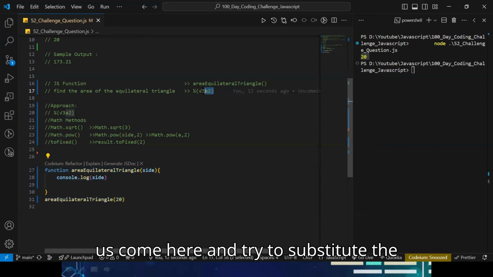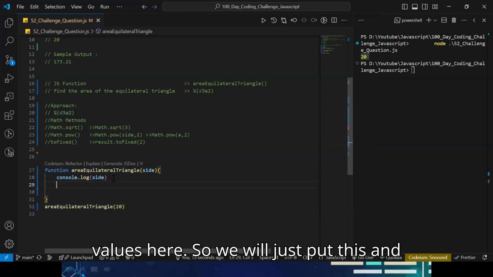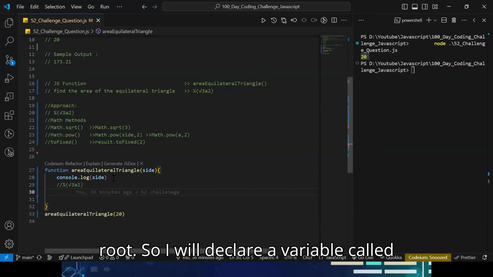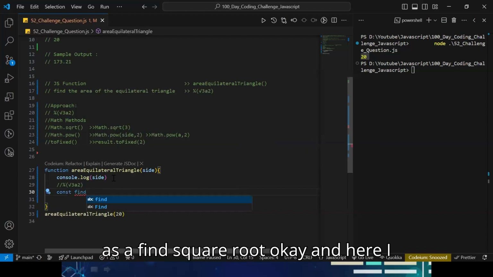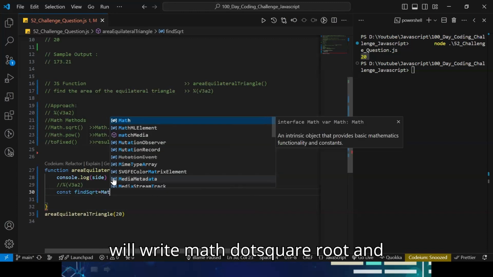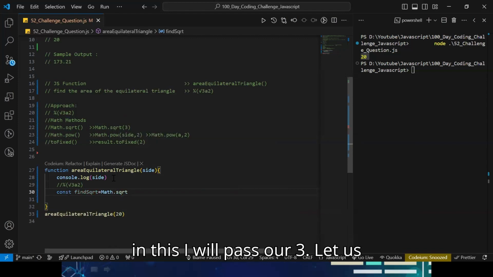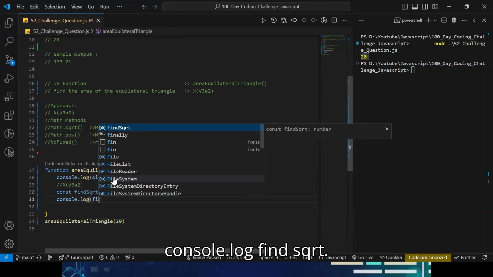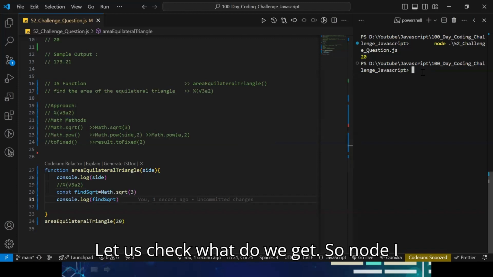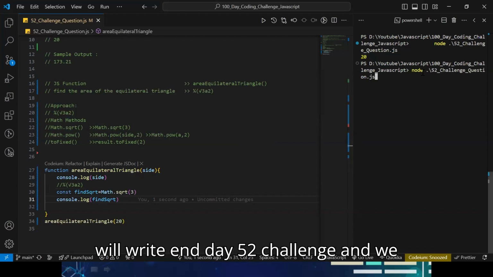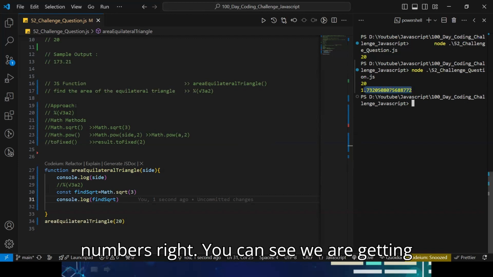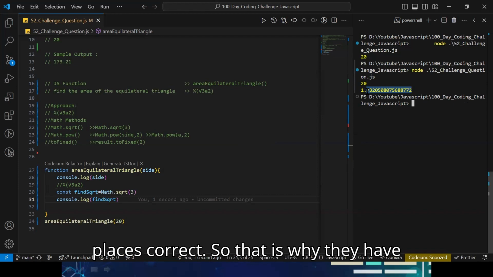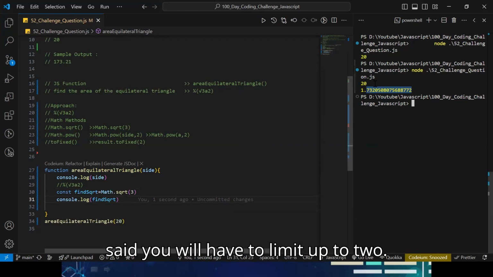Now let us try to substitute the values here. First of all, we will find the square root. So I will declare a variable called findSquareRoot, and here I will write Math.sqrt and pass our 3. Let us console it out. So console.log findSqrt. Let us check what we get. I will write node day 52 challenge, and we will hit enter. So we got this many numbers, right? You can see we are getting up to 10, 12 numbers after the decimal point, correct? So that is why they have said you will have to limit it up to 2.